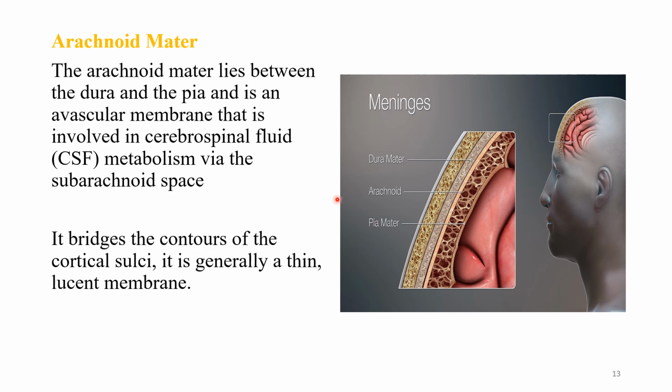Next, coming to the arachnoid mater. The arachnoid mater lies between the dura and the pia mater, and it is an avascular membrane, and it is involved in the cerebrospinal fluid metabolism via the subarachnoid space, and it bridges the contours of the cortical sulci, and it is a thin and lucent membrane. So we have no blood vessels here. It is a thin and lucent membrane. It is present between the dura and the pia mater. So this is the dura, this is the pia. In between we have arachnoid mater.